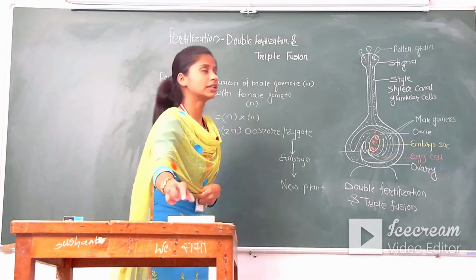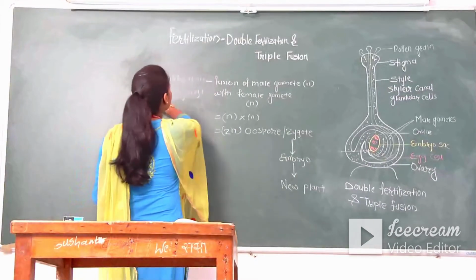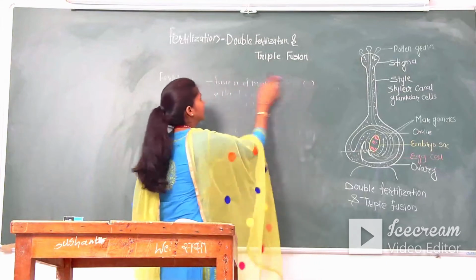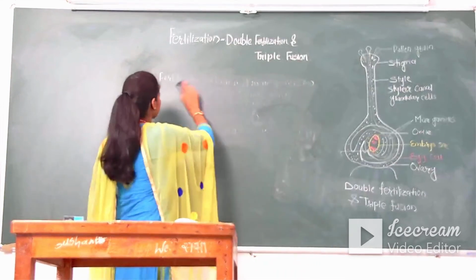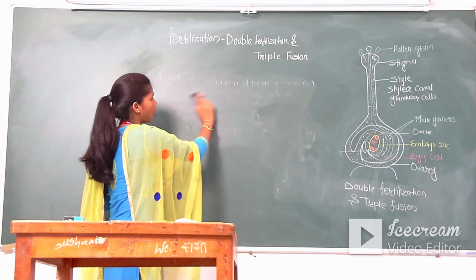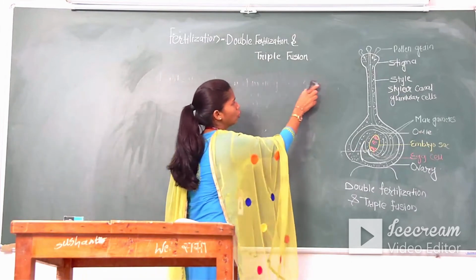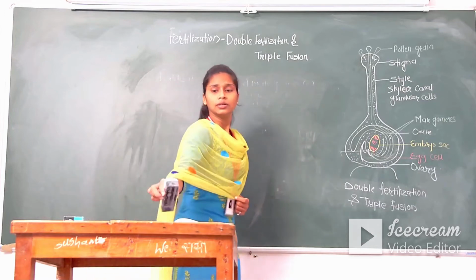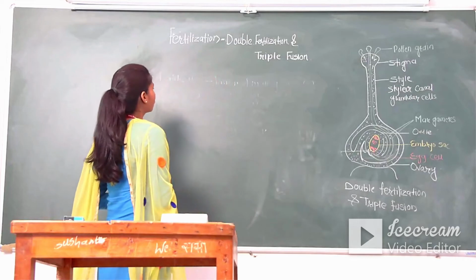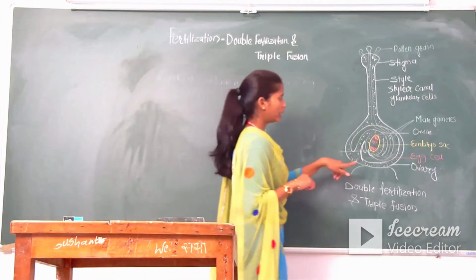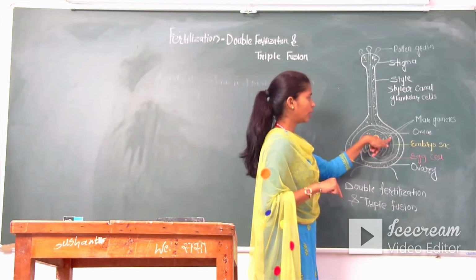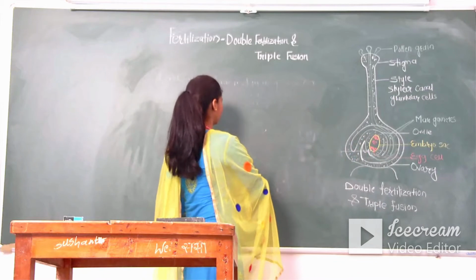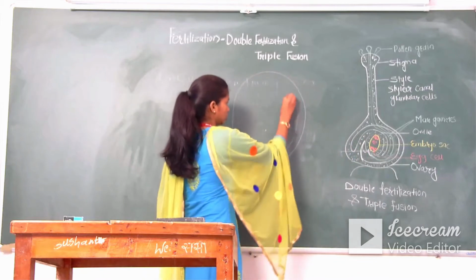Let's see how double fertilization occurs in angiosperms. This fertilization process starts after the entry of the pollen tube into the ovule, and we have seen how this pollen tube enters the ovule. As soon as this pollen tube containing two male gametes enters the ovule, let's draw the structure of the ovule.